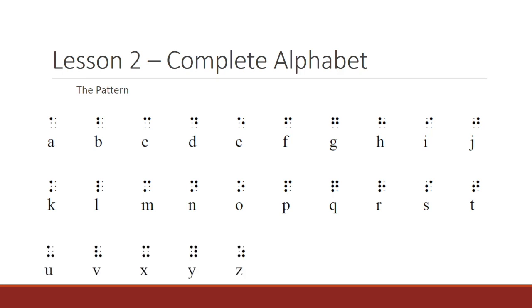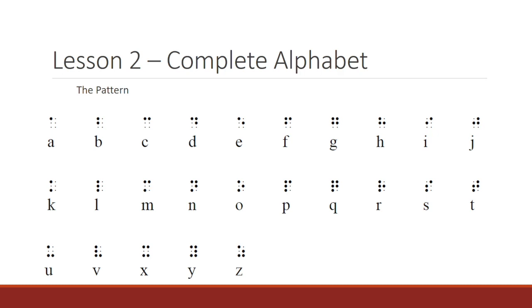To finish the rest of the alphabet, dot 6 is added. Here we go. U, dots 1, 3, and 6, V, dots 1, 2, 3, and 6, X, dots 1, 3, 4, and 6, Y, dots 1, 3, 4, 5, and 6, and Z, dots 1, 3, 5, and 6.